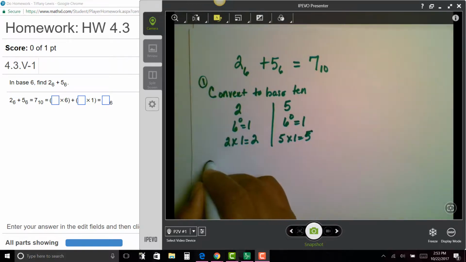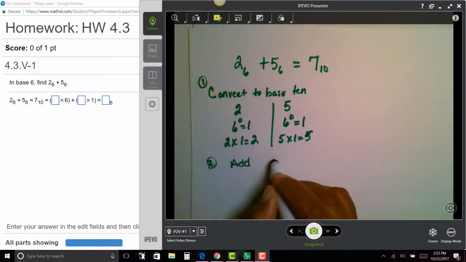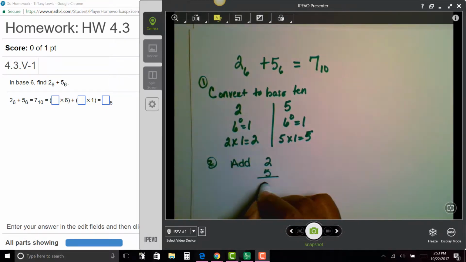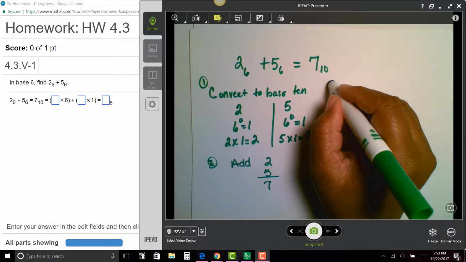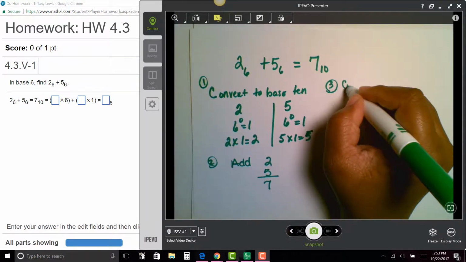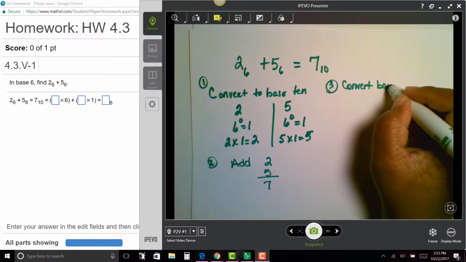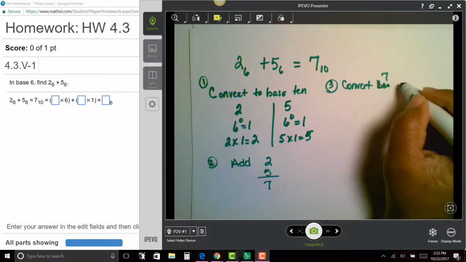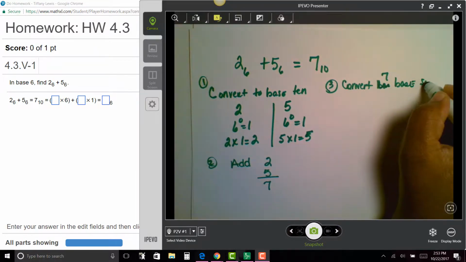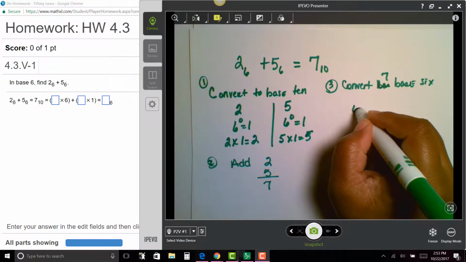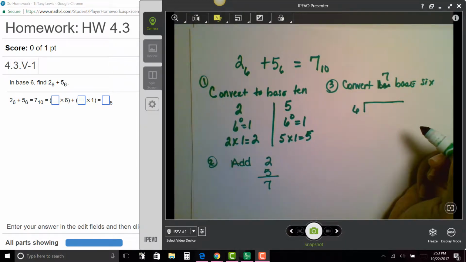Number 2, we're going to add, now that they're both in base 10, 2 plus 5, we have 7. And then we go back and convert 7 back to base 6. And this is where we do our division. And this is where we're going to fill in that missing piece.